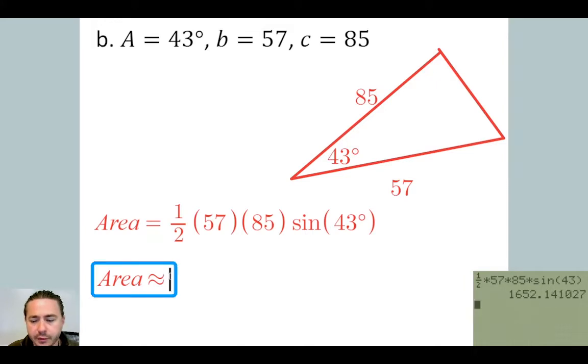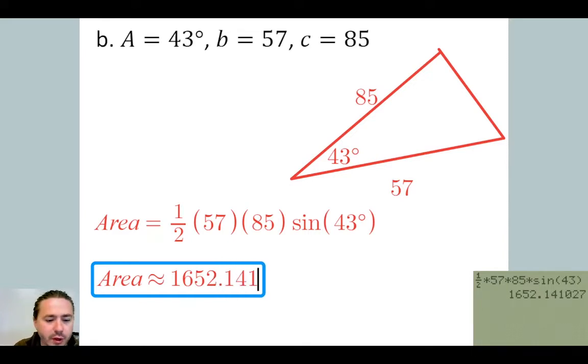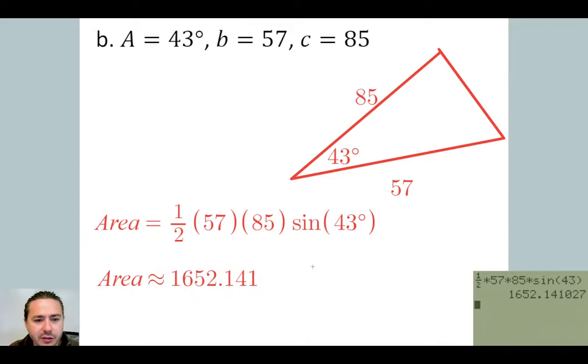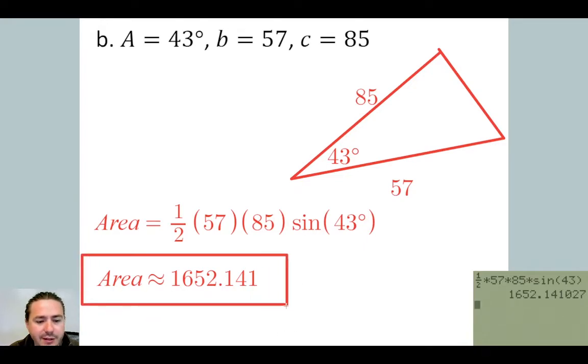That's the area here. It's approximately 1,652, say 1.141. I'm not going to be too picky about the rounding here, and this is just going to be units squared. Okay, you don't really need to put that either. Let's go ahead and box our answer, and that's it. That should be our answer for this one.